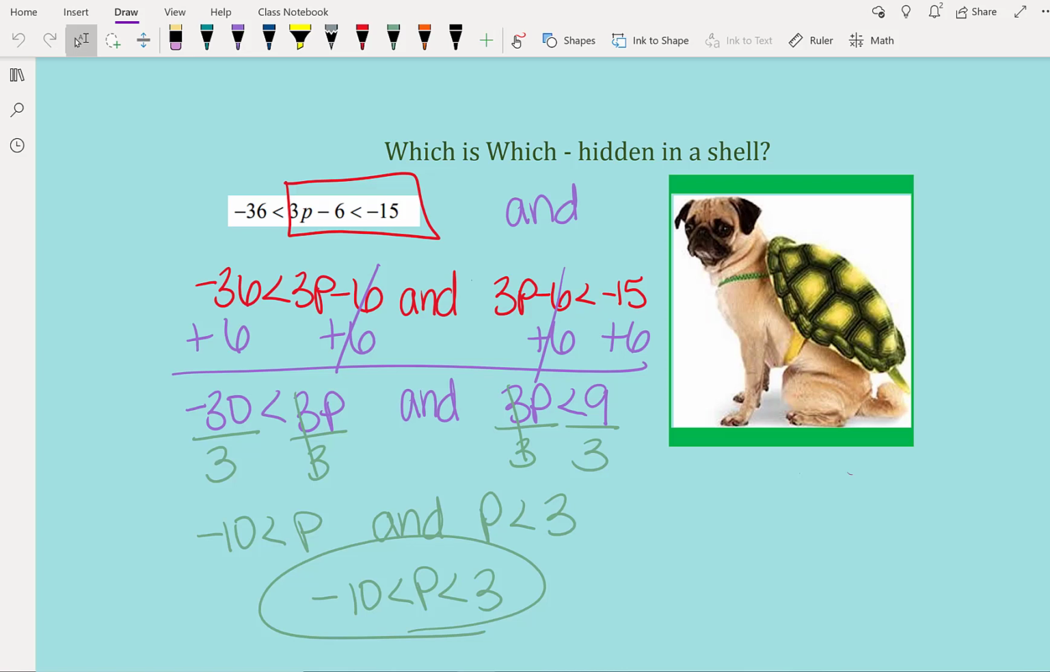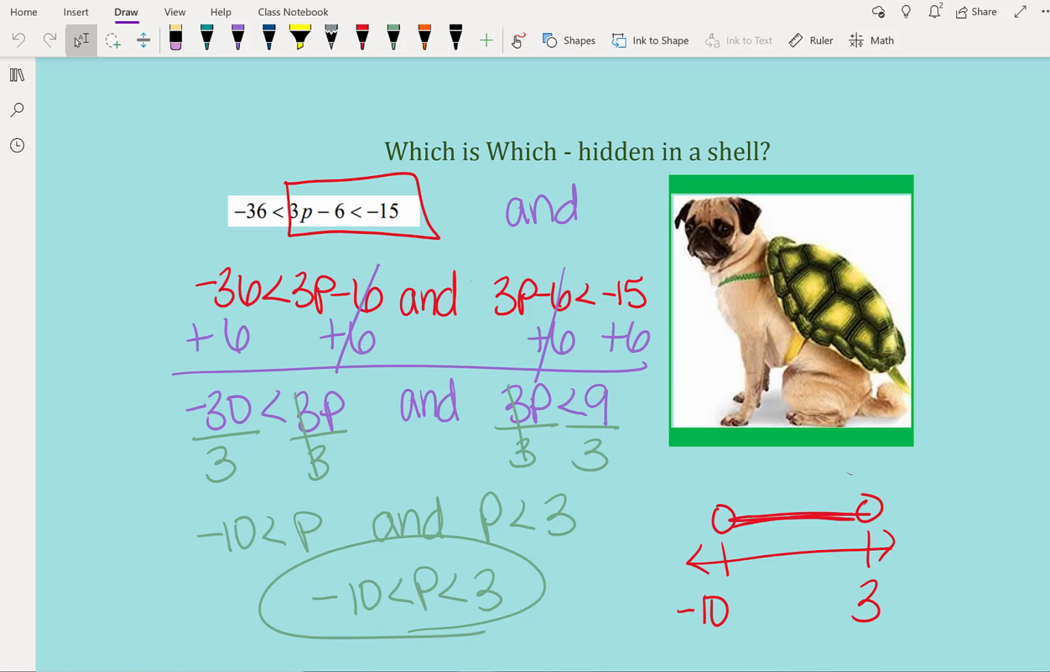So when we go to graph it, here we have our negative 10, here we have our positive 3. These are both open circles, and p is the space in between the two, so we would shade in between the two. That is absolutely one way that you can choose to solve it.